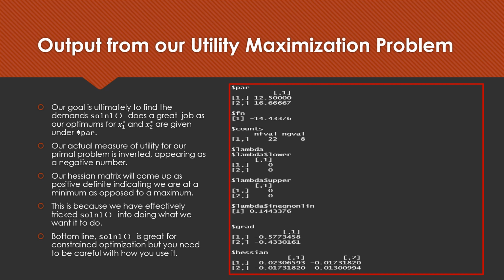Looking at the output from that, we get the following, where we nicely get our utility maximizing optimums for x1 and x2 under this par argument. The actual measure of utility, just like how we saw under our profit, is going to be inverted, giving us a negative number. Our Hessian matrix will also be inverted because it's going to show as being positive definite, which shows that it is a minimum because we've tricked our function here, when it's really supposed to be negative definite if we want that for our maximum. This is because, again, we've tricked solnl into doing what we want it to do.